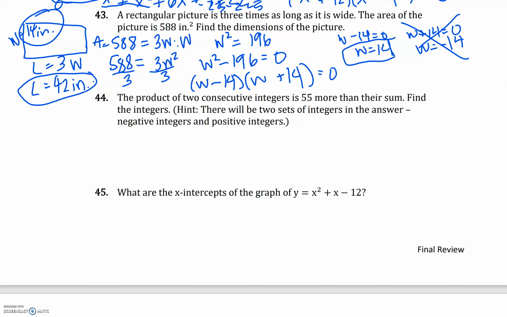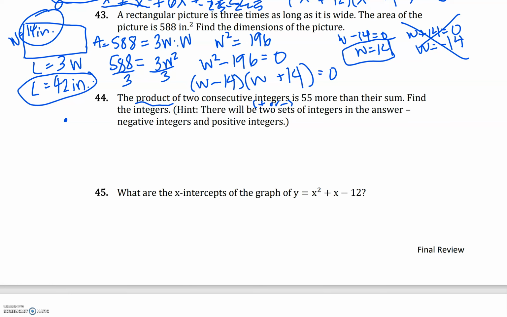Number 44 says the product, okay, so let's take this apart. We know product means multiplication. So we're going to be multiplying things together. Product of two consecutive, so that means in a row, integers. And one thing to remember about integers is they can be positive or negative. So we may have multiple possible answers. On the previous problems, we didn't like the negative answers because they were about something real, but this is just integers. We can talk about positives or negatives.